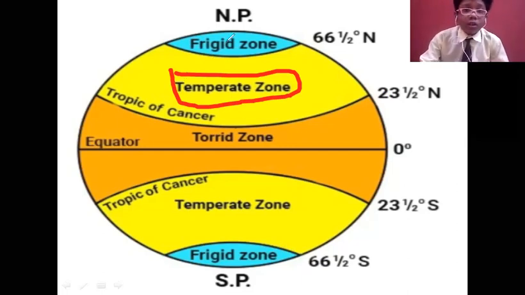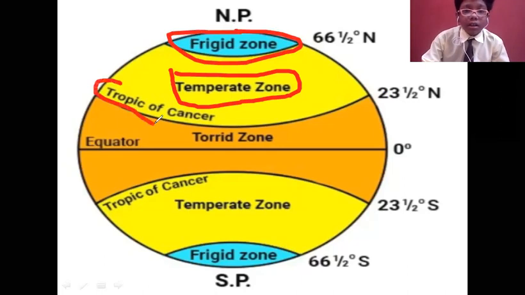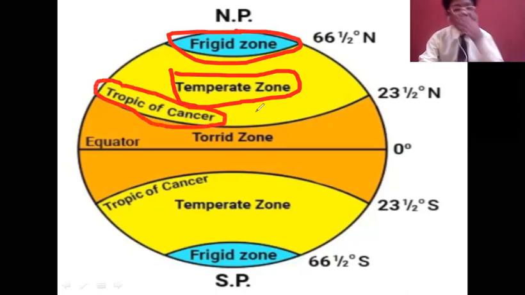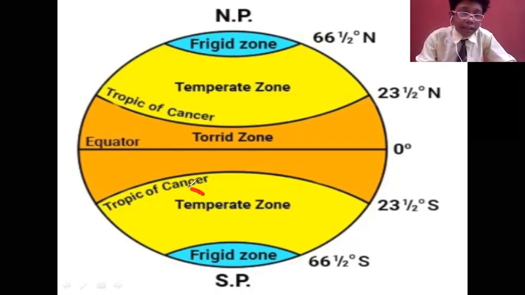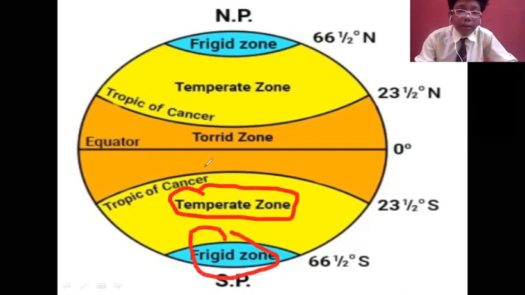Here you can see the temperate zone is between the Arctic Circle, where the frigid zone is located, and the Tropic of Cancer. So the first temperate zone lies between the Arctic Circle and the Tropic of Cancer. And the next temperate zone is here in the southern hemisphere. It lies between the Antarctic Circle and the Tropic of Capricorn.